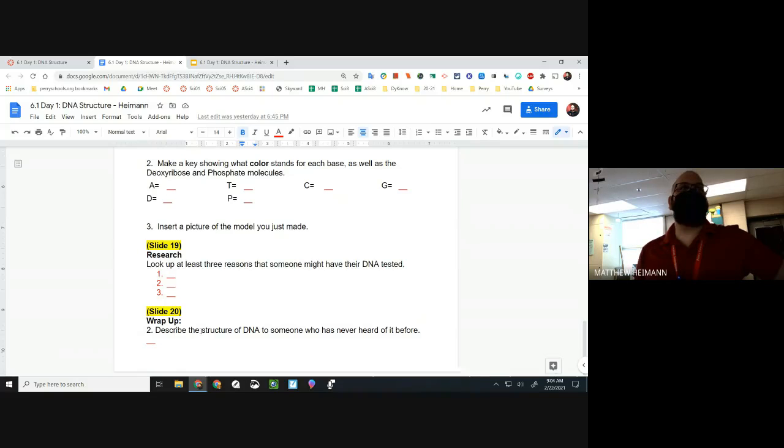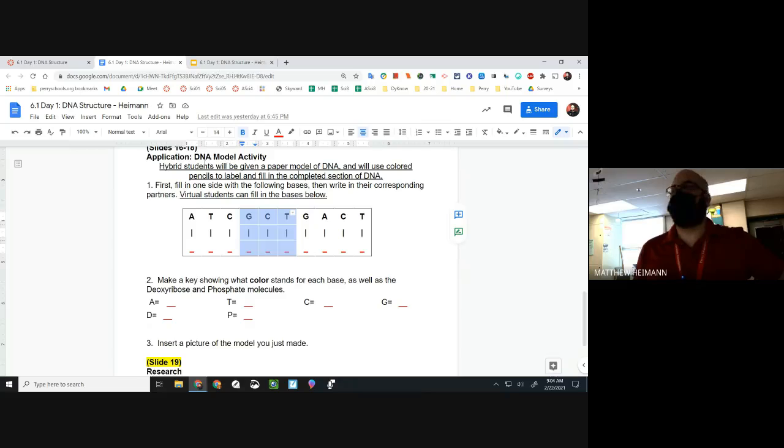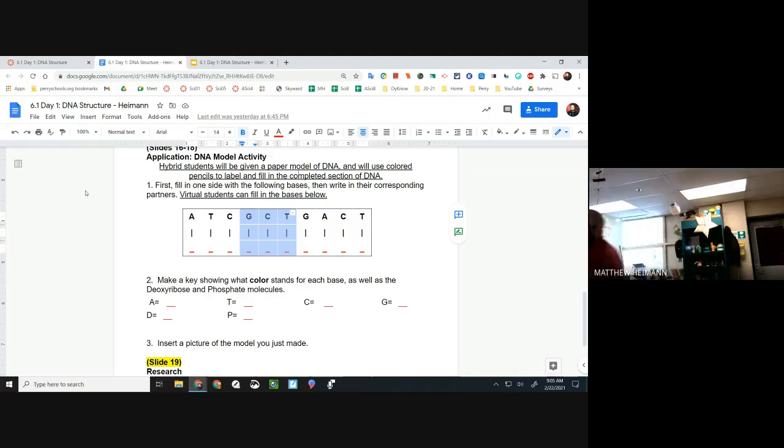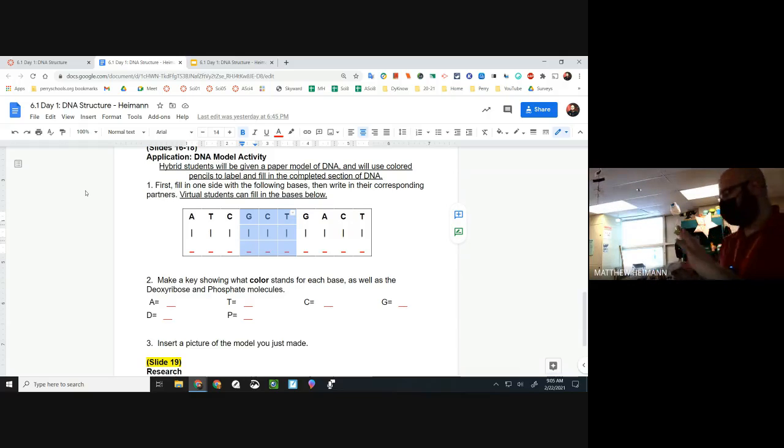All right, the wrap-up question. Describe the structure of DNA to someone who has never heard of it before. So this would be something you do in your own words. All right, so right now you're going to be working on the application question and then do the research. And if you haven't done your quiz yet, do that next. If you have done your quiz, then do the coloring activity. So you're going to color in the different letters of the things here.